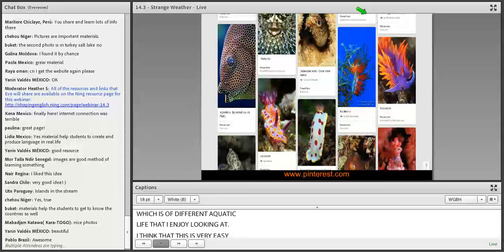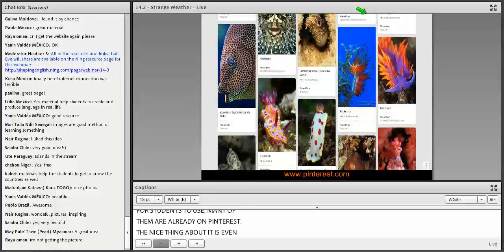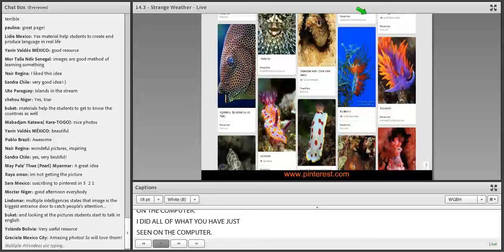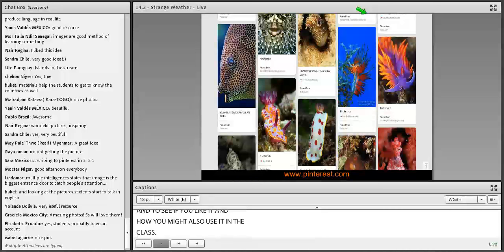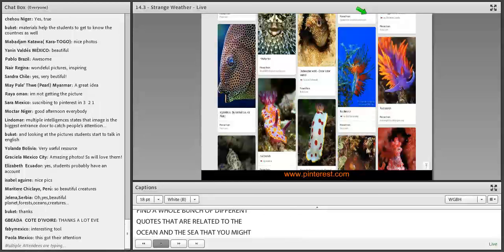The nice thing about it is, even if you don't have an iPhone or an Android, you can still do this on the computer. I did all of what you've just seen on the computer. So I encourage you to check it out and to see if you like it and how you might also use it in the class. Please remember that if you download the handout, you can find a whole bunch of different quotes that are related to the ocean and the sea that you might be able to use in class. Or if you alter them slightly, you may be able to use them maybe with learners that are not as advanced.